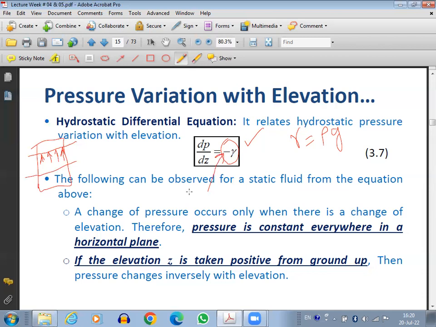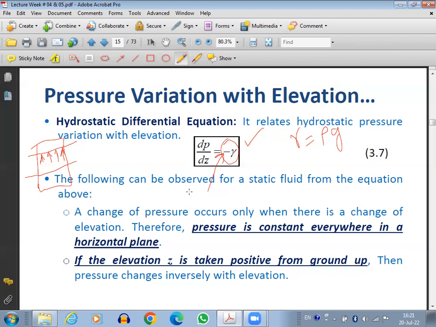So this thing is quite visible. You can experience it on your own. Okay? So at higher elevations, comparatively, the pressures are lower. So you increase the elevation, the pressure decreases. You decrease the elevation, the pressure increases.